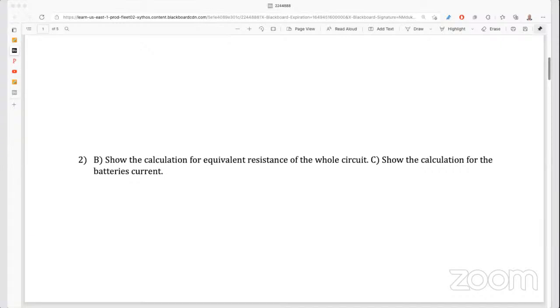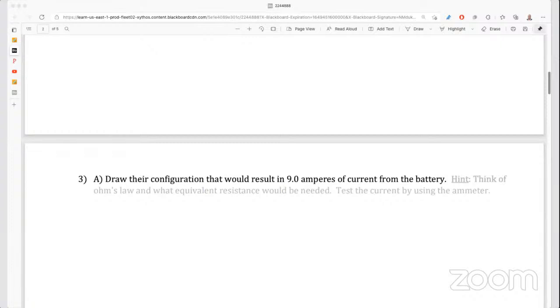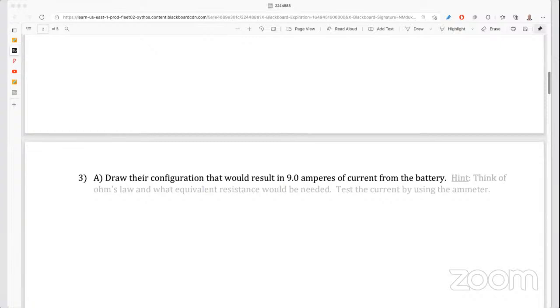And that is C. That's part C. Now, step 3, for the same combination, 3 resistors, each having a value of 3 ohms, a battery with 9 volts, how would you combine these resistors to produce 9 amperes of current from the battery? Again, think of Ohm's law and what equivalent resistance would be needed.